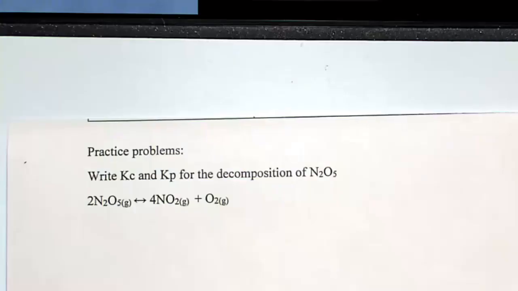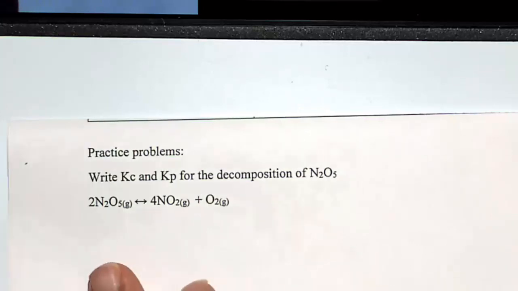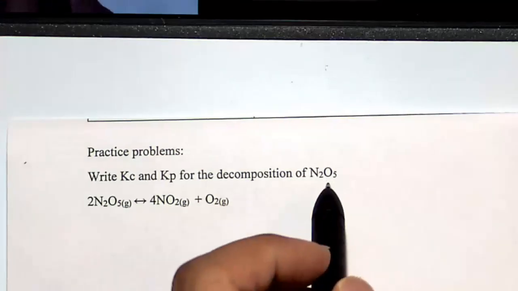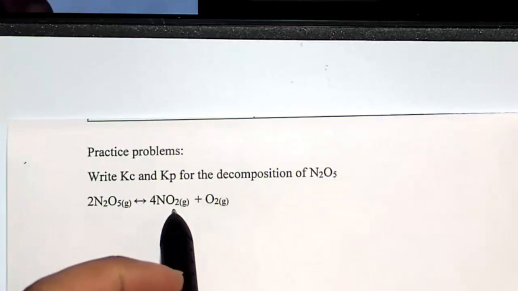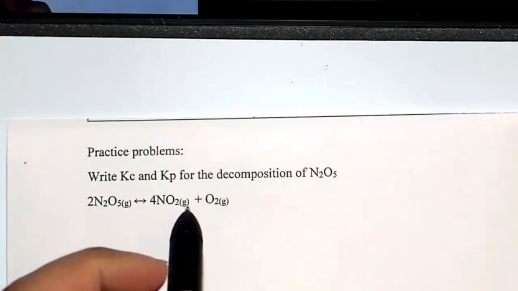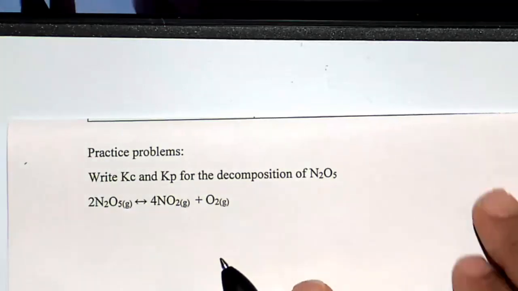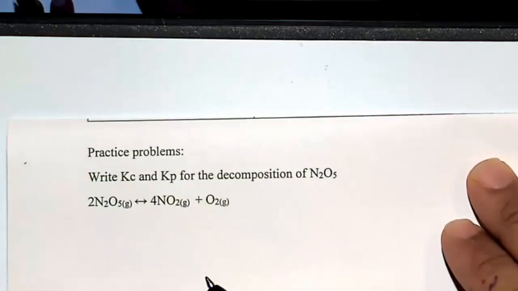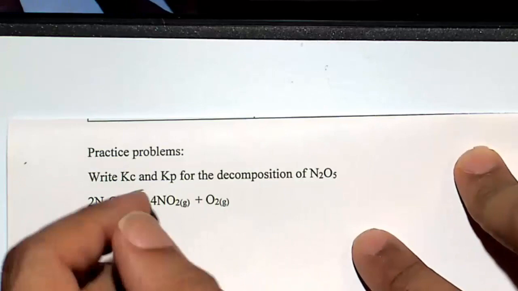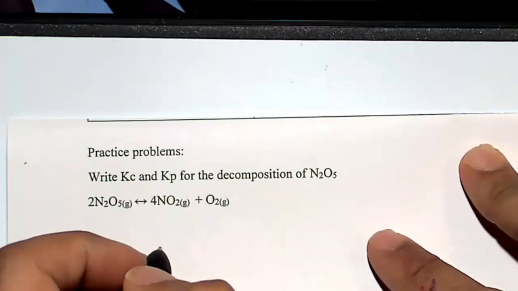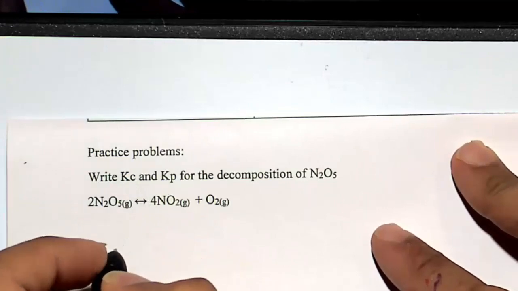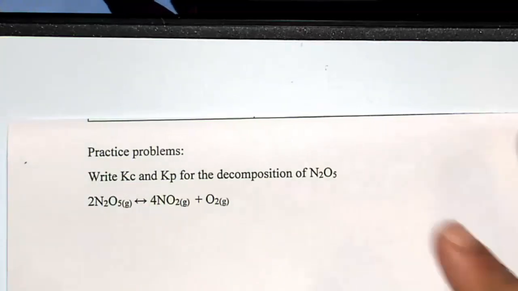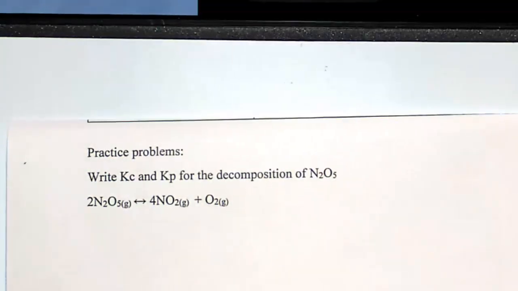So our one problem here that involves working with the equilibrium expression: write Kc and Kp for the decomposition of dinitrogen pentoxide. This will dissociate or disintegrate to nitrogen dioxide and oxygen gas. So remember the law of mass action, products over reactants, each of them raised to the stoichiometric coefficient. The C here stands for concentration. A gas can be measured in terms of concentration or it could be measured in terms of pressure.